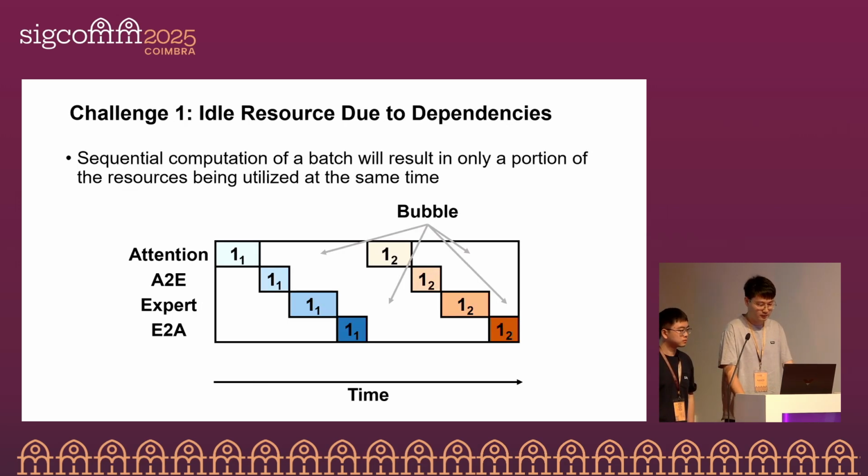However, disaggregating brings two additional challenges. The first challenge stems from resource idleness caused by computational dependencies. Each request must sequentially run attention and then expert computation for each layer. So, when the system is executing attention of a batch, the expert nodes sit idle, and vice versa.